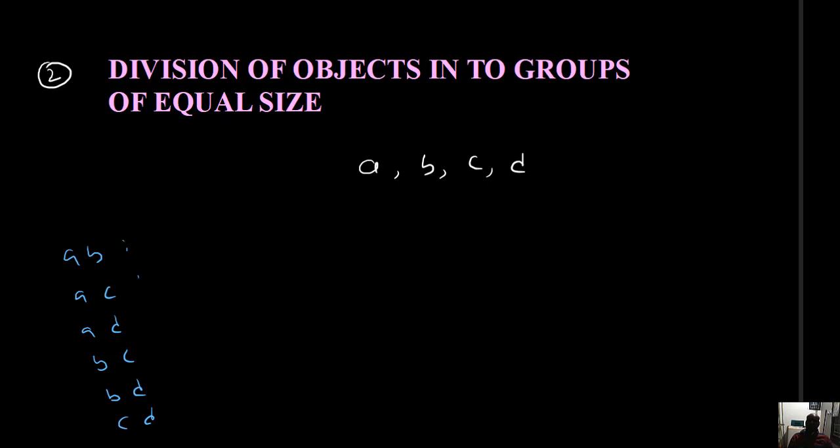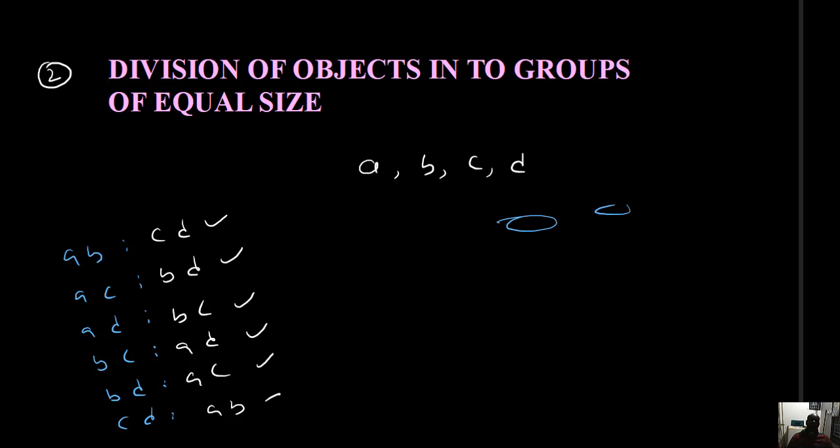So what is the actual question? We want to make them into 2 groups of equal size. For example, AB is one group, automatically CD becomes another group. AC is one group, BD becomes another group. AD is one group, automatically BC becomes another group. BC is one group, automatically AD becomes another group. BD is one group, means AC becomes another group. CD is one group, means AB becomes another group. Actually, how many are you getting? 1, 2, 3, 4, 5, 6.